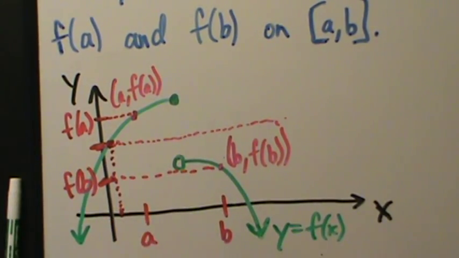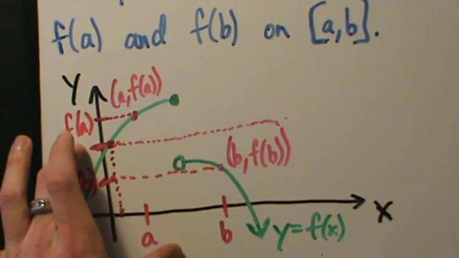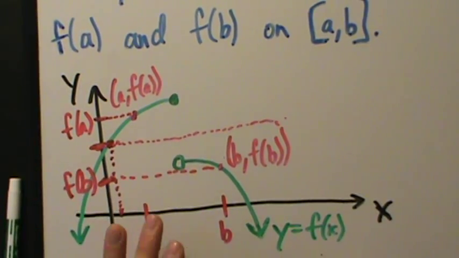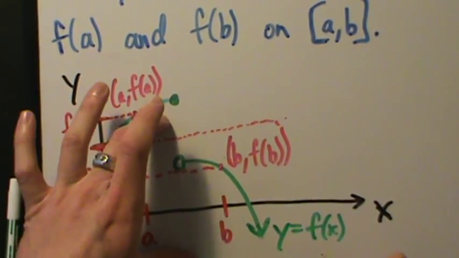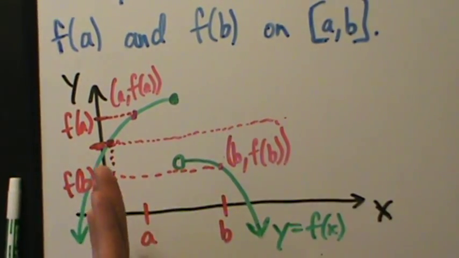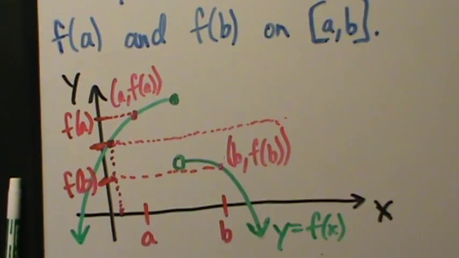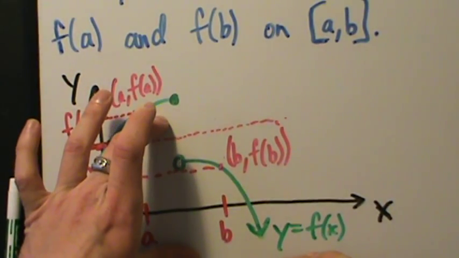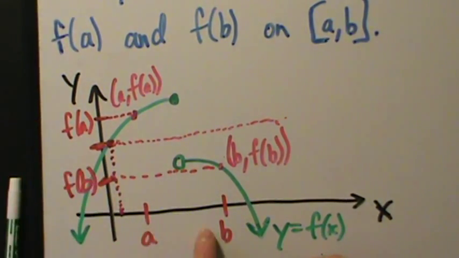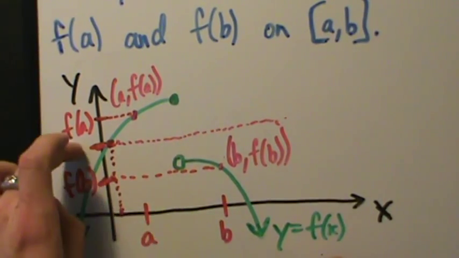So this is an example of what could go wrong if the function is discontinuous. Okay? Now I want to point out that just because the function is discontinuous does not mean you're not going to find the value you're looking for, right? So this is an example of a function being discontinuous, and there is no such x value that gives us f of x equals that coordinate we want.